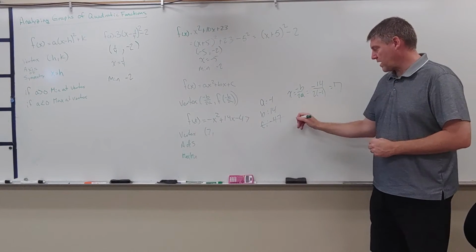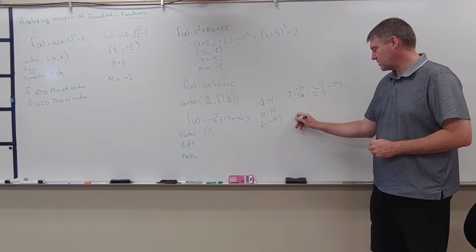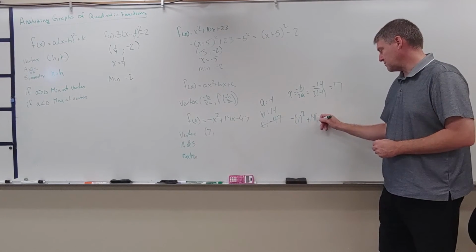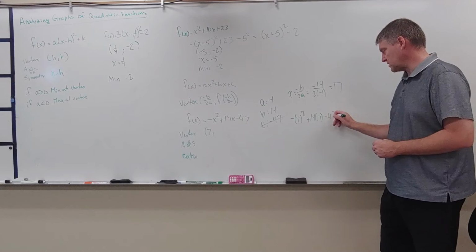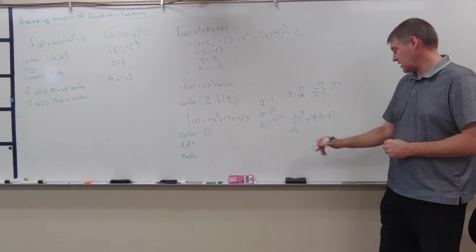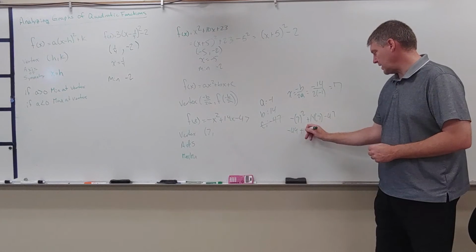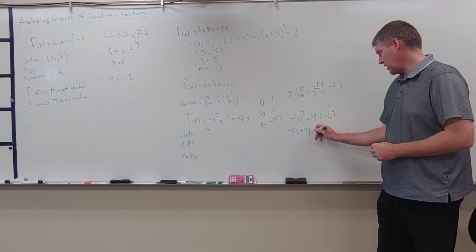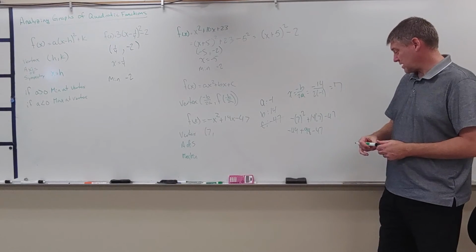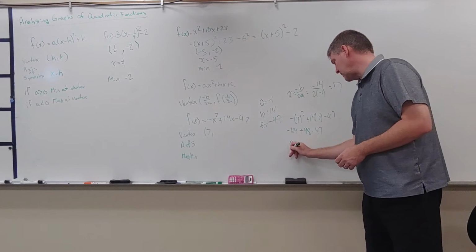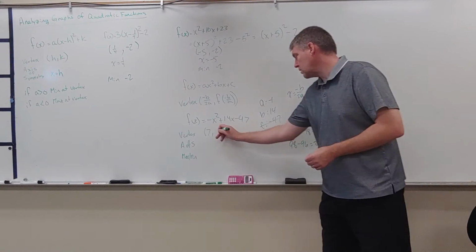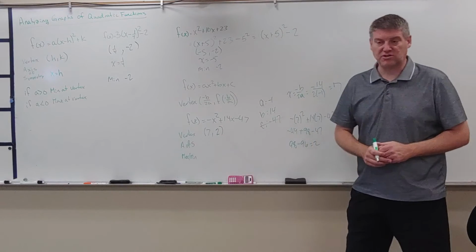Well, now to find my y-coordinate, I'm going to plug it in. -7 squared plus 14 times 7 minus 47. So this gives me -49, plus 98, minus 47. So that's 49 minus 47, which is 2. So my vertex is (7, 2).